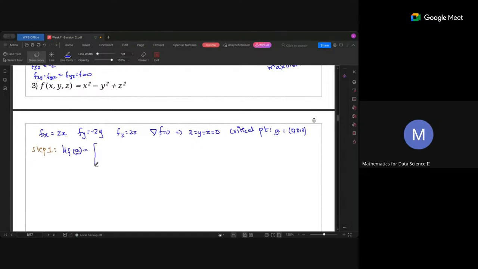Shall we write the matrix straight away now? Yes. What is fxx? 2. Fxy? 0. Fxz? 0. What is fyx? 0. And fyy? Minus 2. And fyz? 0. Since it is a symmetric matrix, you know these two entries must be 0. And what should be fzz? 2. Okay. Now, the next step is to find the determinant. Now, what is the determinant of this Hessian matrix? Minus 8.